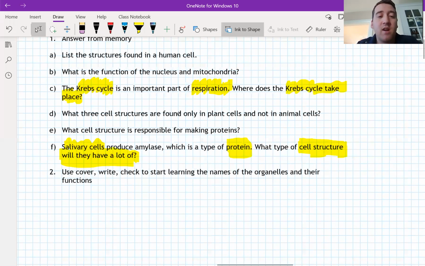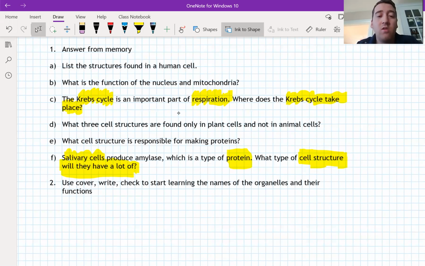Now, the last question there, question 2, says, look, use cover, write, and check to start learning the names of organelles and their functions. So this is basically where you cover over what you've drawn with either your hand or another page or your pencil case. And you basically study it, you cover it over, and you try and either redraw it out or you write down the names and the functions.